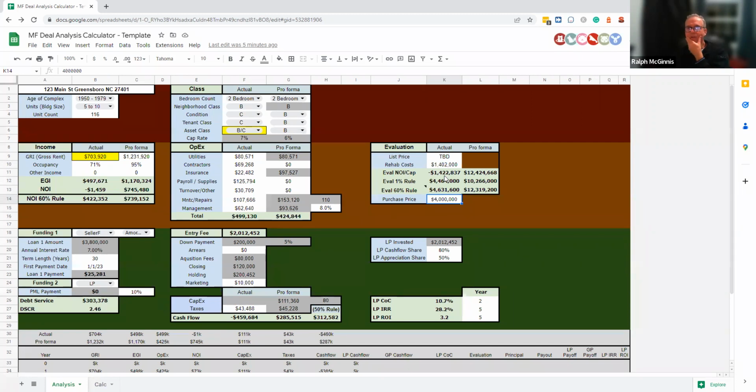Okay, so let me see what else we got here. I wasn't here when you explained this. What is EGI? EGI is effective gross income. The effective gross income takes your GRI, your gross rent income, times your occupancy rate, and adds in any other income you have in the property, such as laundry and vending machines and things like that.